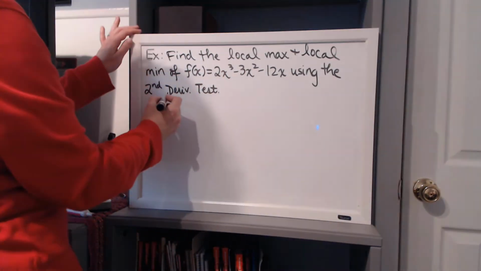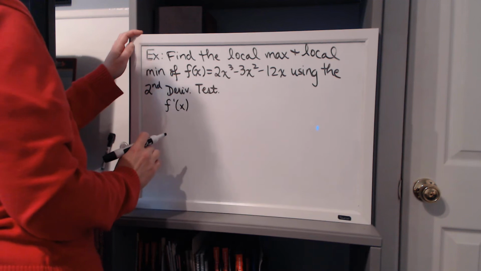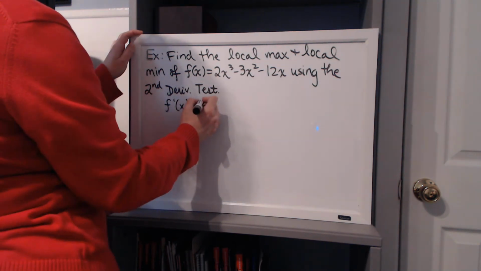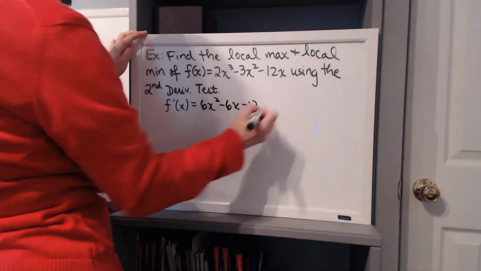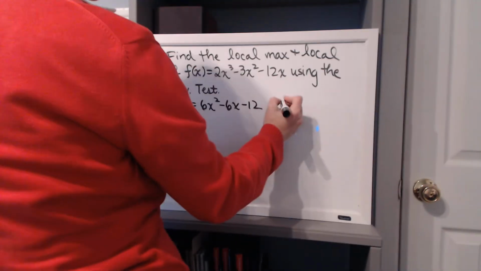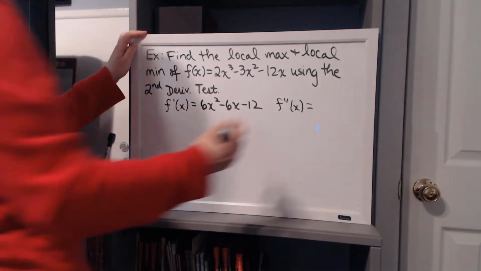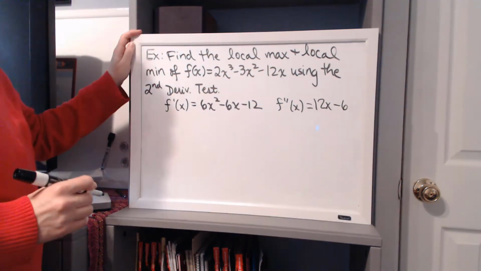So to do this, we first need the first derivative. We're going to take the derivative of 2x cubed minus 3x squared minus 12x, and that is going to give us 6x squared minus 6x minus 12. And we're also going to need the second derivative. For the second derivative, we're going to get 12x minus 6.